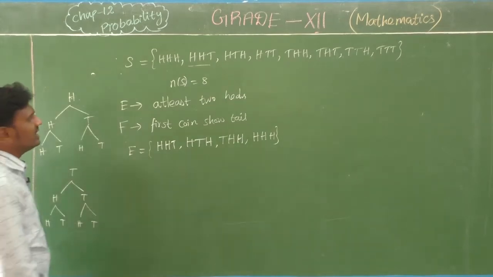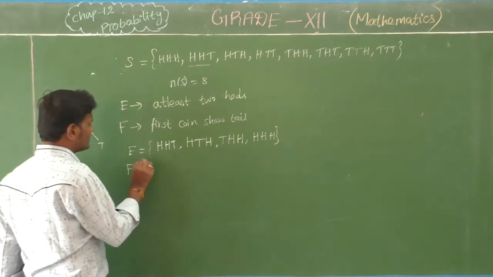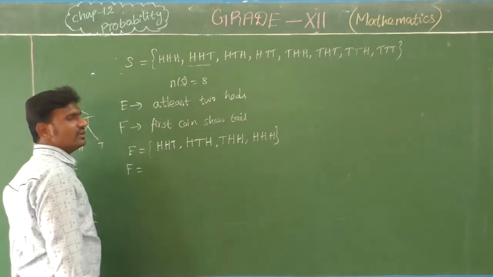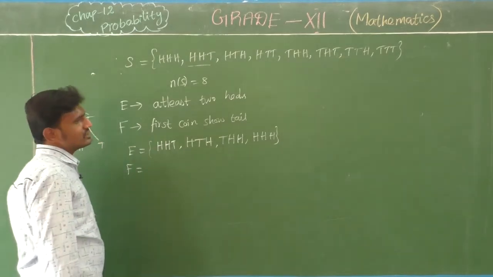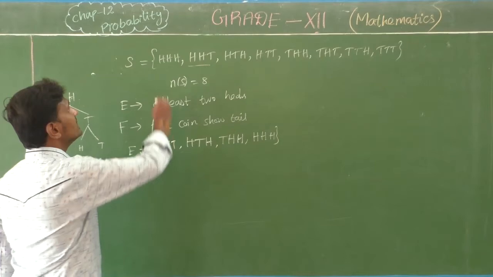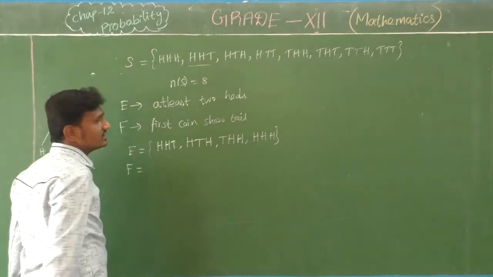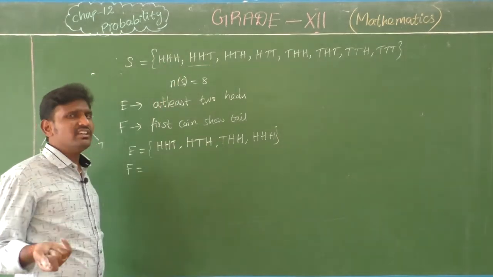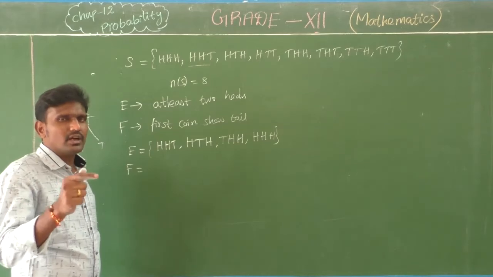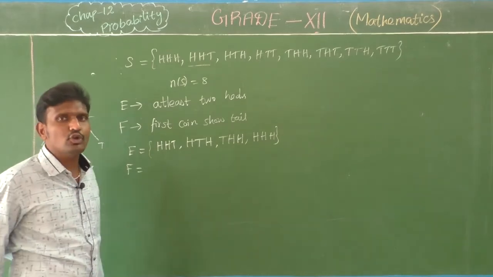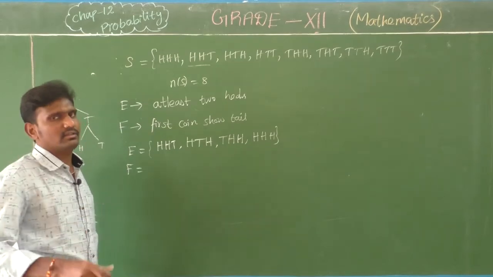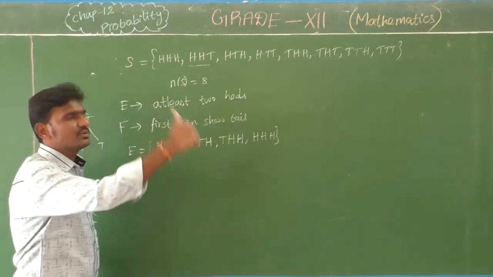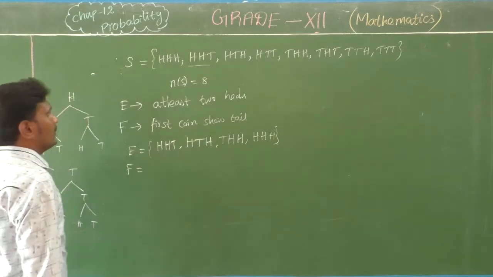And the next, F be the event that gives first coin shows tails. First coin, see, this is the first coin, second coin, third coin. Which means a coin tossed thrice, or 3 coins tossed once simultaneously. You know what is the meaning of simultaneously? On the spot. We toss 3 coins at the same time. That's all.